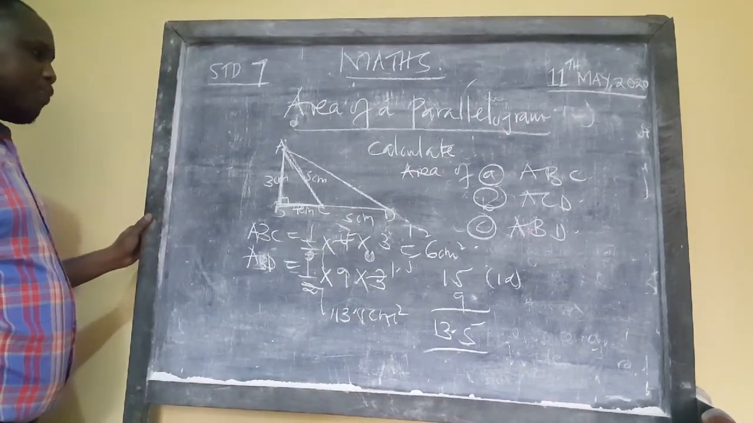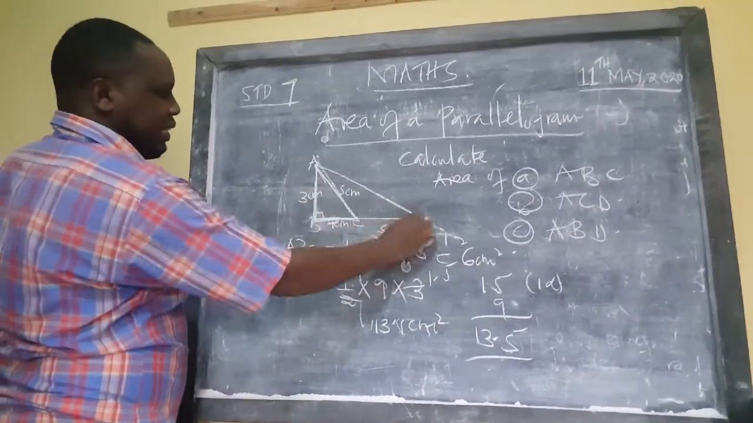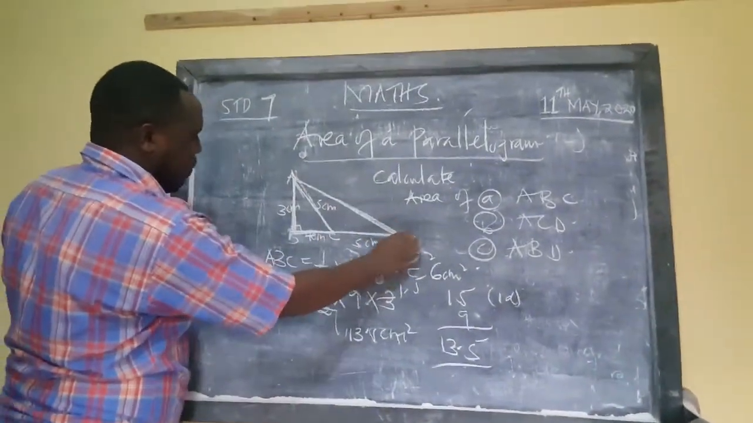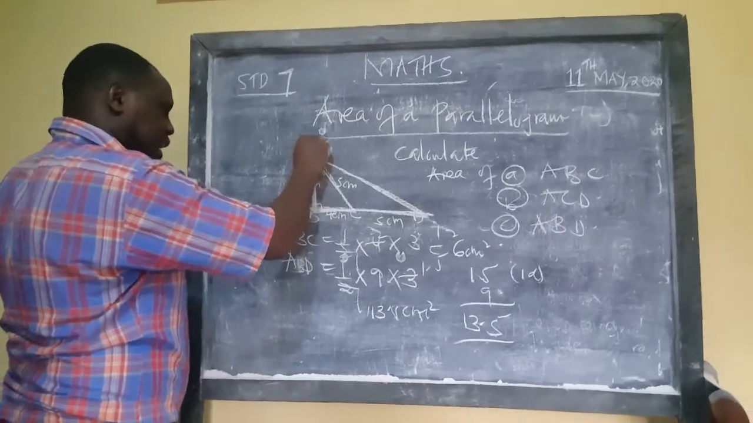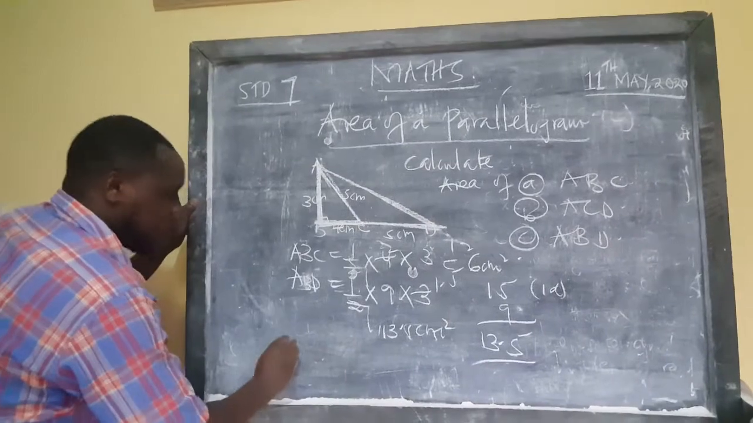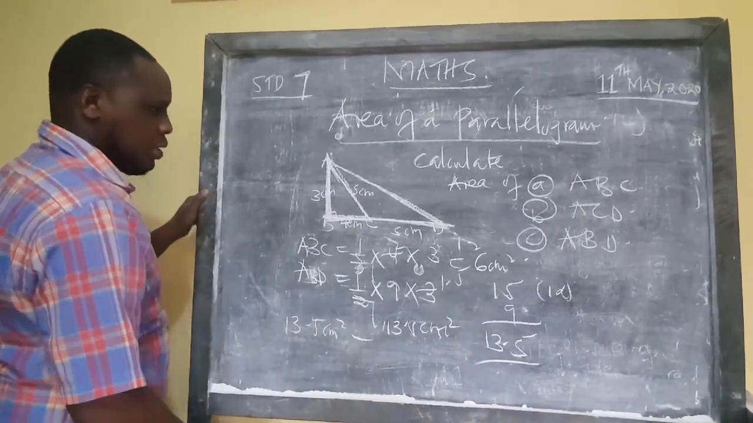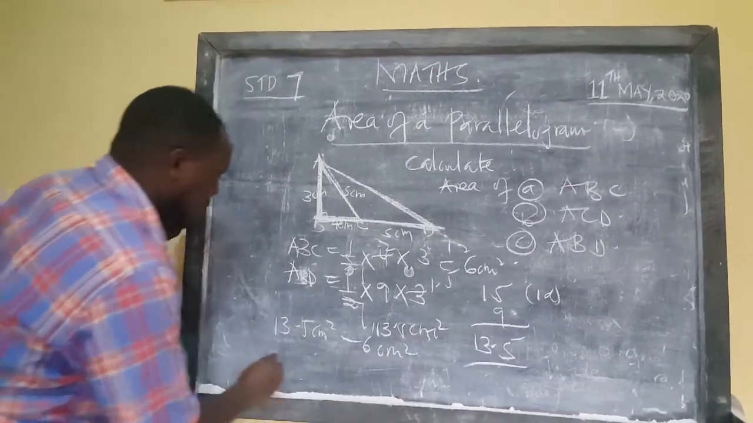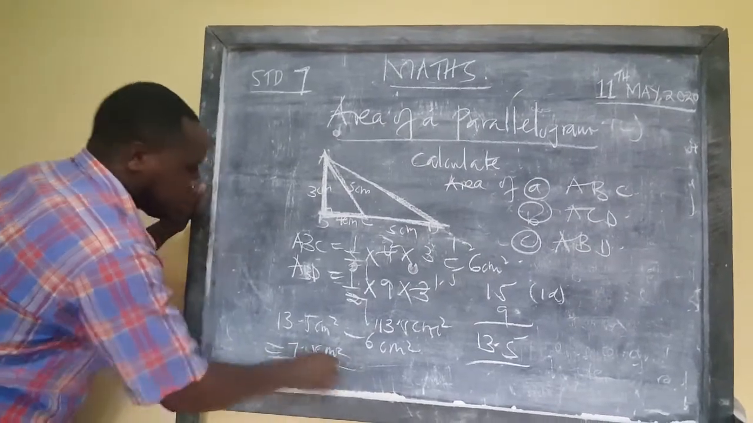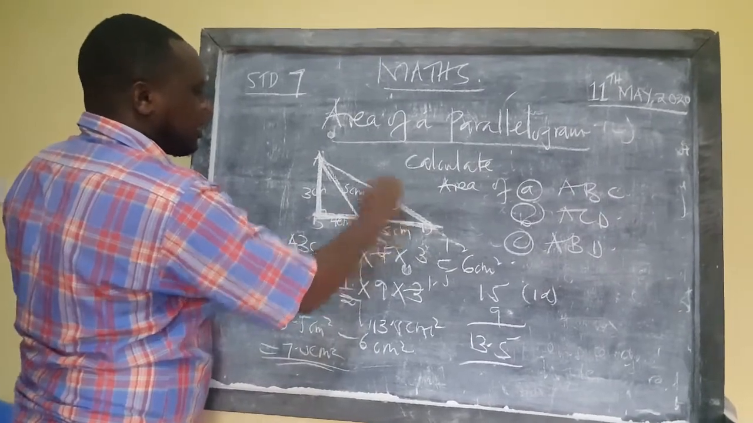Then now, from there, for us to get the triangle ACD, we get the whole triangle ABD, subtract ABC, we remain with this one. So we are going to get ABD, which is 13.5 centimeters squared, subtract 6 centimeters squared, and that is going to give you 7.5 centimeters squared. So our triangle ACD is 7.5 centimeters squared.